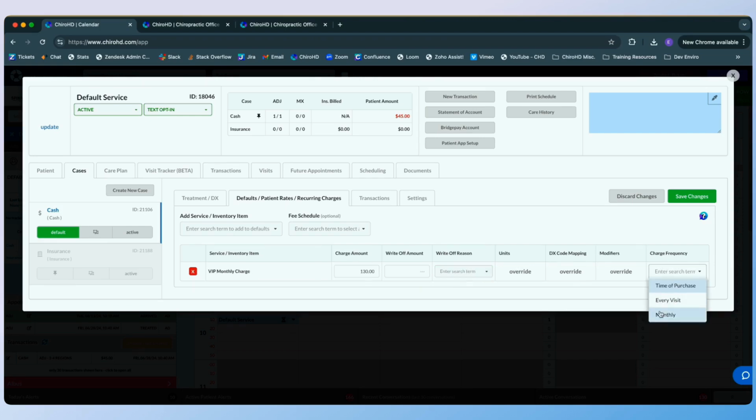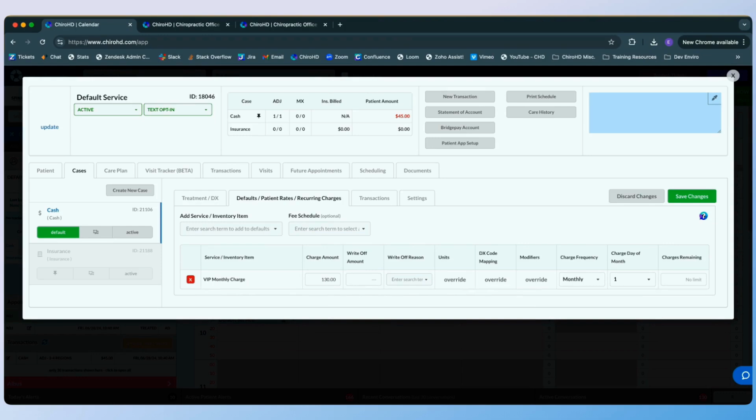The last default service type we have is monthly. Monthly charges are used to post a particular service every month on a specified date. If you're a clinic that uses monthly membership charge or the structure of a monthly charge, you can set up a monthly membership charge to post the same day as the patient's monthly payment. This way, the payment will show as a credit, and then the monthly membership charge shows a charge. Therefore, balancing out the patient's ledger, you would put in the charge amount again, if there is a write-off amount and the reason, and then you would apply the charge day of the month.